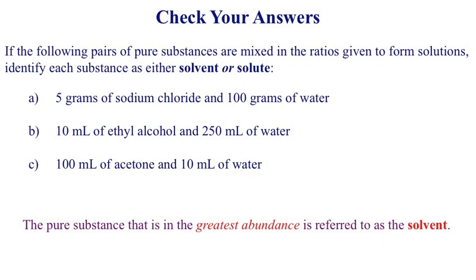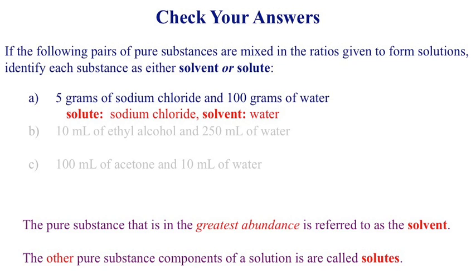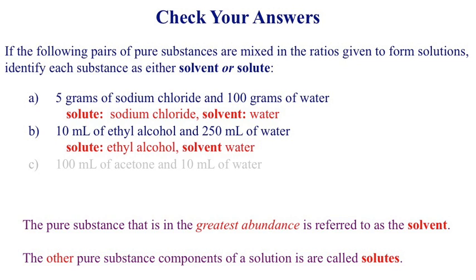The pure substance that is in the greatest abundance is referred to as the solvent. The other pure substance components of a solution are called solutes. For part A, there's more water than there is sodium chloride, so water is the solvent and sodium chloride is the solute.